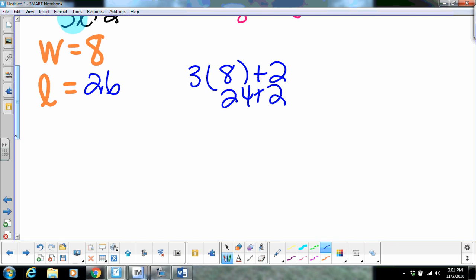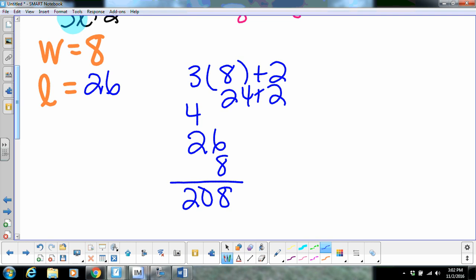And then to find your area, you're just going to multiply 26 times 8. 8 times 6 is 48. Carry your 4. 8 times 2 is 16. Makes that 208.